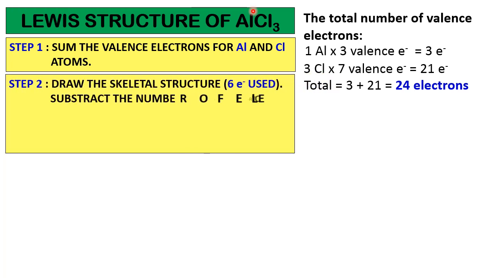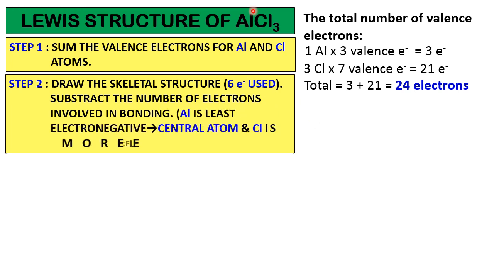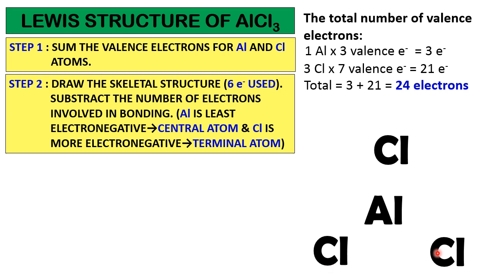Then in step 2, we are going to draw the skeletal structure. Aluminium is least electronegative, so it will be at the center, and chlorine is more electronegative, so it will be the terminal atom. So our skeletal structure has Al at the center, and Cl at the sides. To draw the skeleton, 2 electrons are used for each single bond, so a total of 6 electrons are used for the single bonds. After using 6 electrons, we have 18 electrons left.